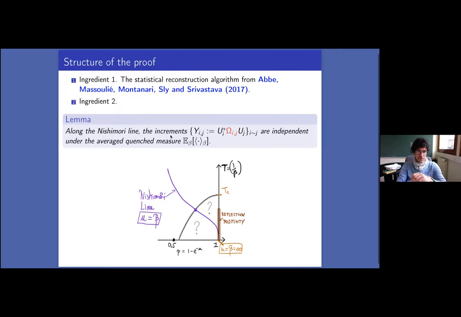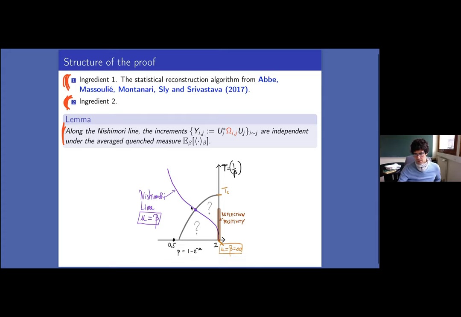So let me tell you about the structure of the proof. There are two main ingredients. One is this theorem from Bayesian statistics that I mentioned. And the second ingredient uses the specificity of the Nishimori line. And this specificity allows you to compute certain thermodynamic quantities that I mentioned in the question of Alessandro before. And in particular, the one we will use and we will prove is the following. So this is a lemma which is implicit in the work of Nishimori in the case of Ising. So it's not a surprising lemma from that point of view, but we state it in the following way.